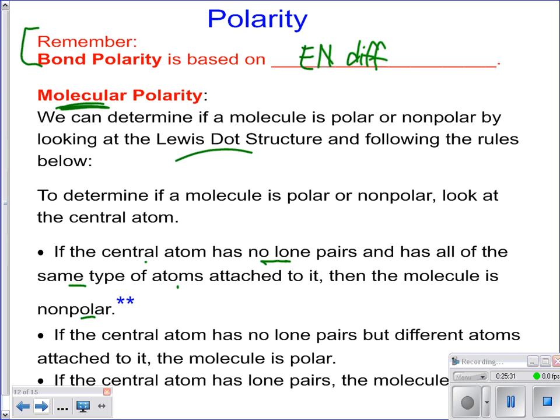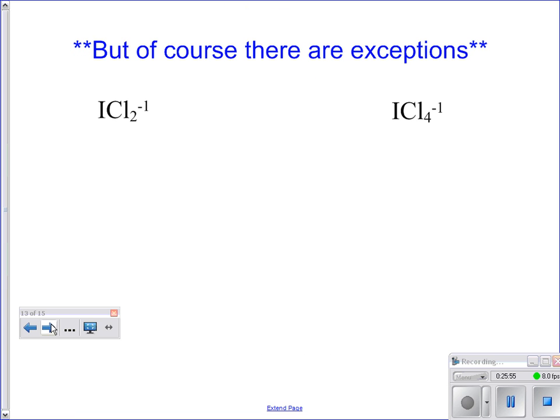However, if the central atom has no lone pairs, but the atoms that attach to it are different, then that means one of those guys is going to have a greater share of the electrons than the other, so it will be polar. And then also, if you have a situation where you have lone pairs on the central atom, we're going to say that it is polar. Of course, we do have some exceptions. There's always exceptions. And these are our two exceptions that we have.